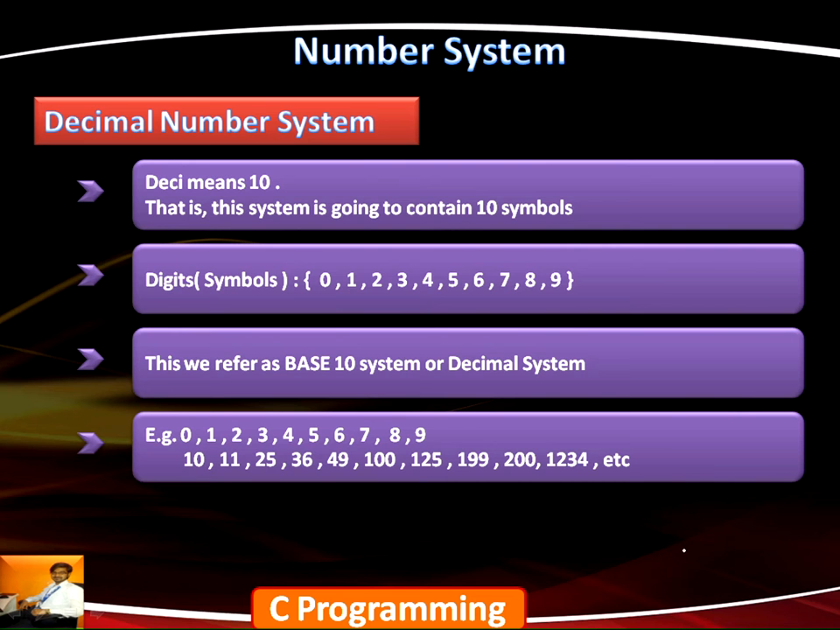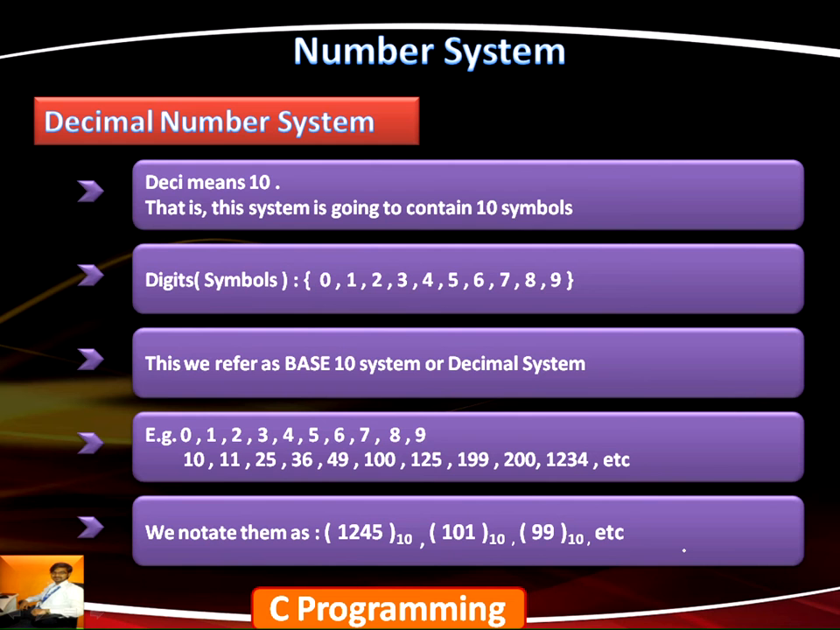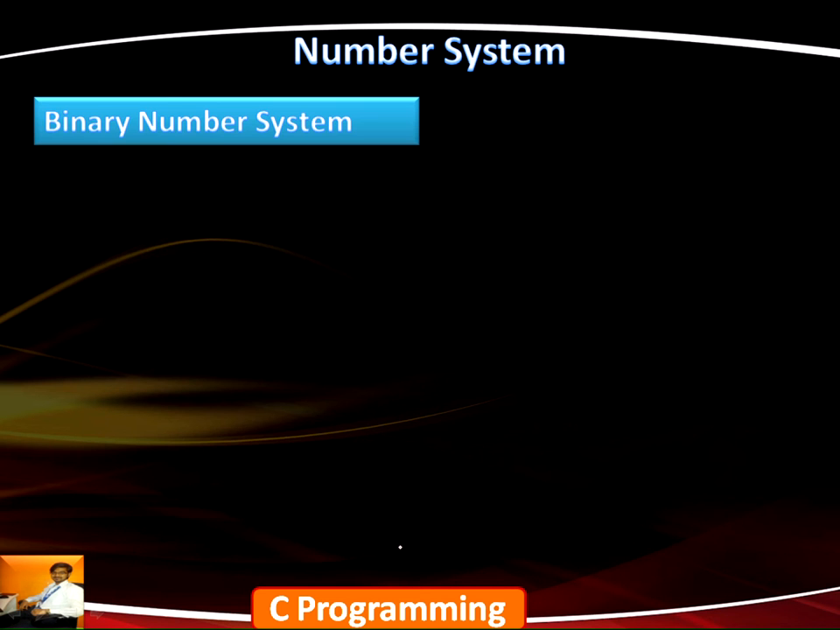These are the numbers that we can consider, and we are going to notate these numbers with the entire number represented in parentheses with a subscript of 10, which indicates that this is a decimal number system. Now let us look into the binary number system.